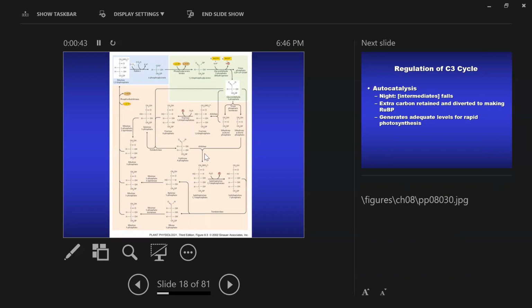But it is pretty busy. And they color code it. So they show, blue is carboxylation and green is the reduction. And then I guess the tan or pinkish tan is all the regeneration.